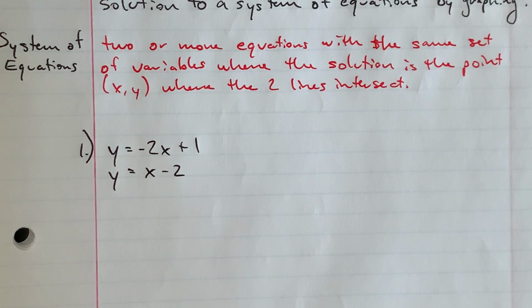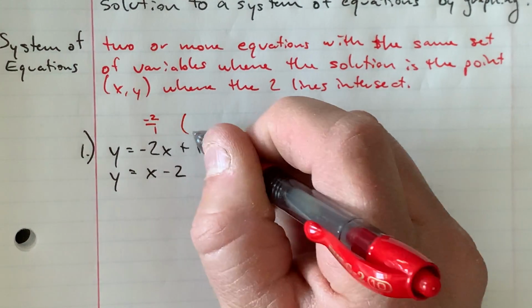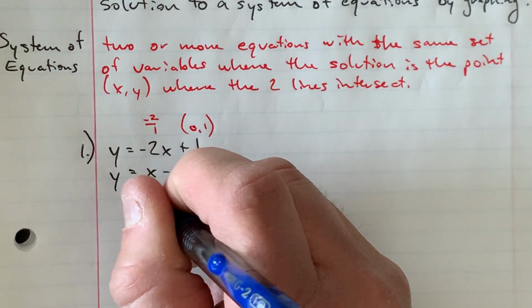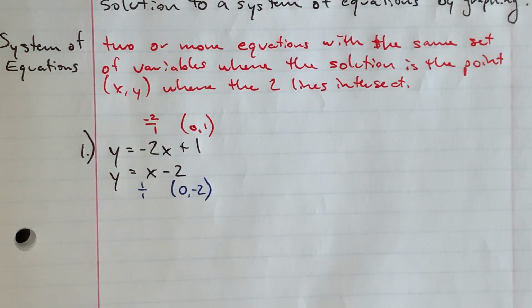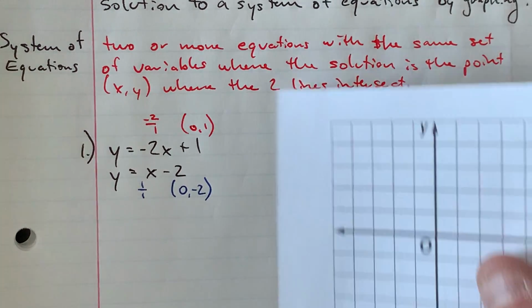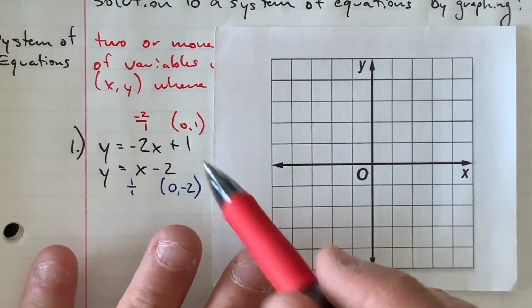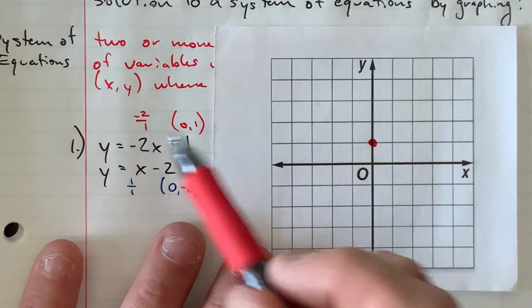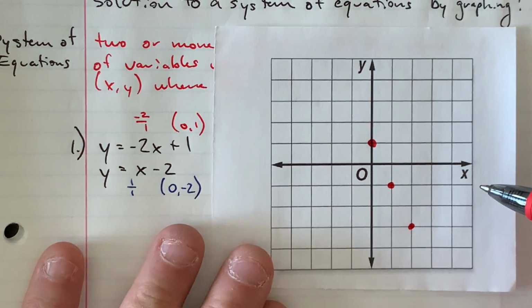All right, we have two equations. This top equation has a slope of negative 2 over 1 and a y-intercept of 1. The bottom equation has a slope of 1 over 1 with a y-intercept of (0, negative 2). So we need to graph these two equations on the same graph. So we'll take the top one that I already put in red. Over 0, up 1. My slope is negative 2 over 1, so that's telling me to go down 2, to the right 1. So I have my line.